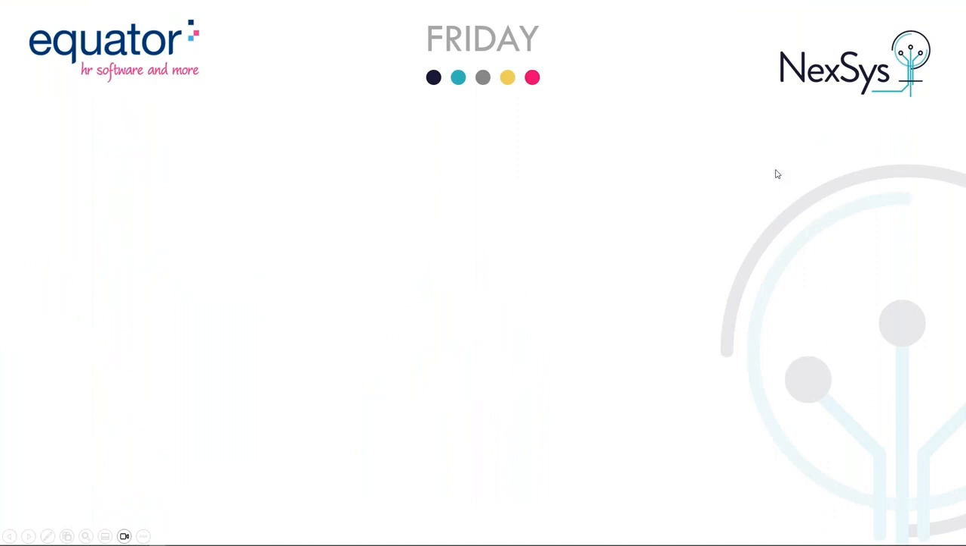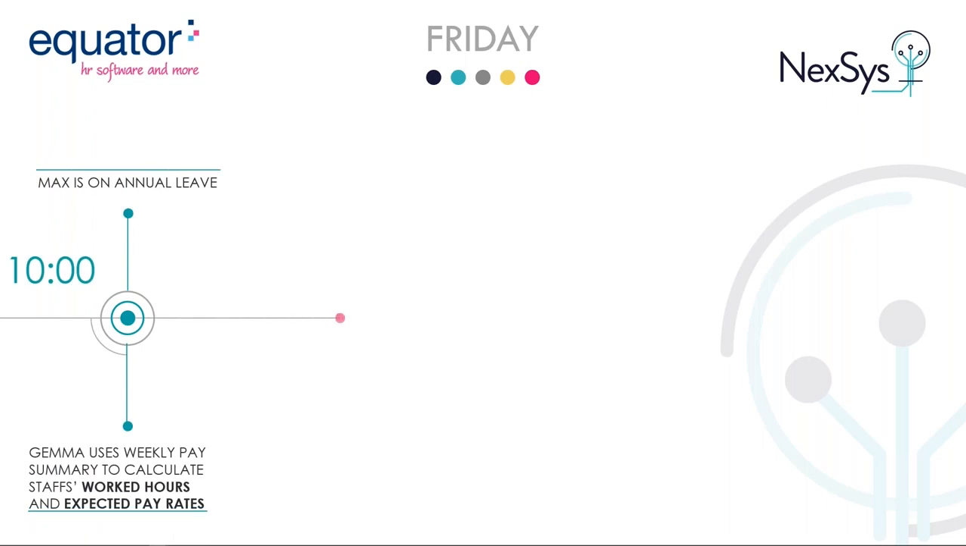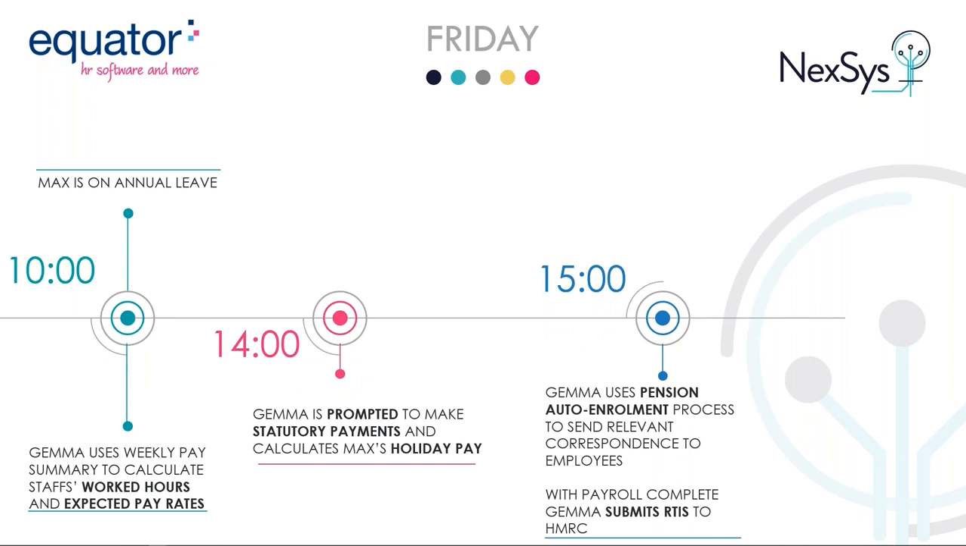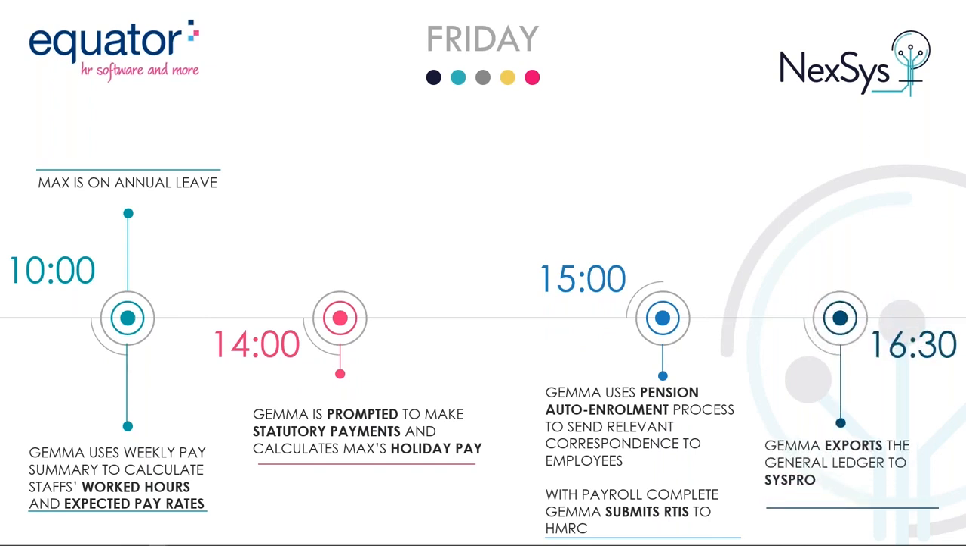It's now Friday. The working week's almost up. So Max is now on annual leave. But Gemma needs to use the weekly pay summary because she needs to calculate the staff's worked hours and their expected pay rates. And then at 2 o'clock, she's prompted to make statutory payments and calculate Max's holiday pay.